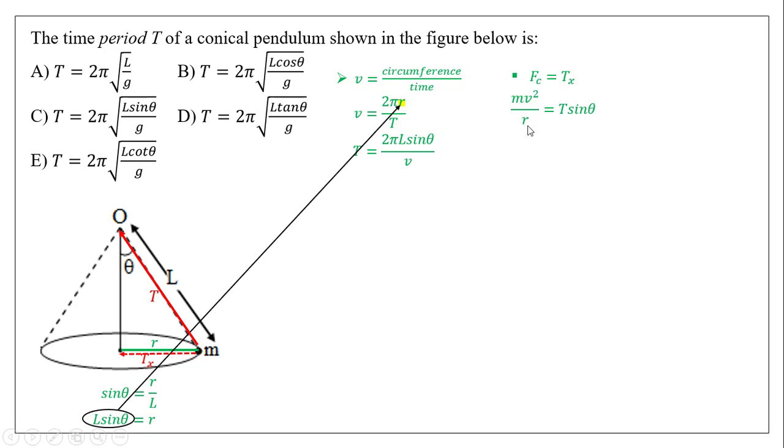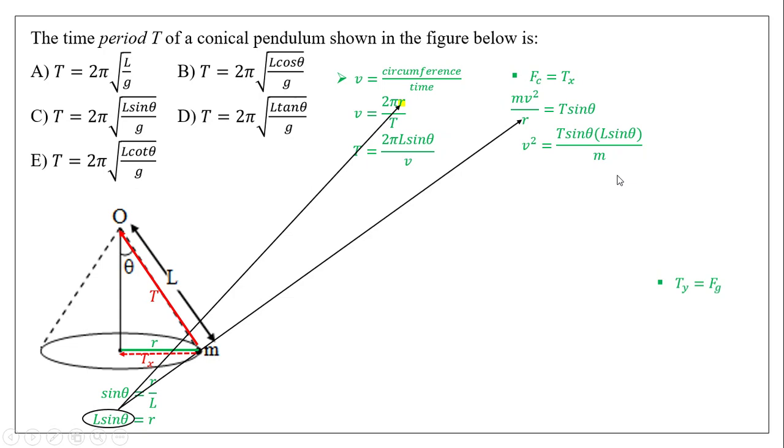Here I have mv squared over r. I can multiply both sides by r and then divide both sides by m to get v squared by itself. Okay, I can substitute out r. So r, I'm going to move up to the top right, but r is just L sine theta, and then m, I'm going to move down to the bottom right. So dividing and then multiplying. All right, so I don't know what T is though. Okay, here I have T sine theta, L sine theta over m.